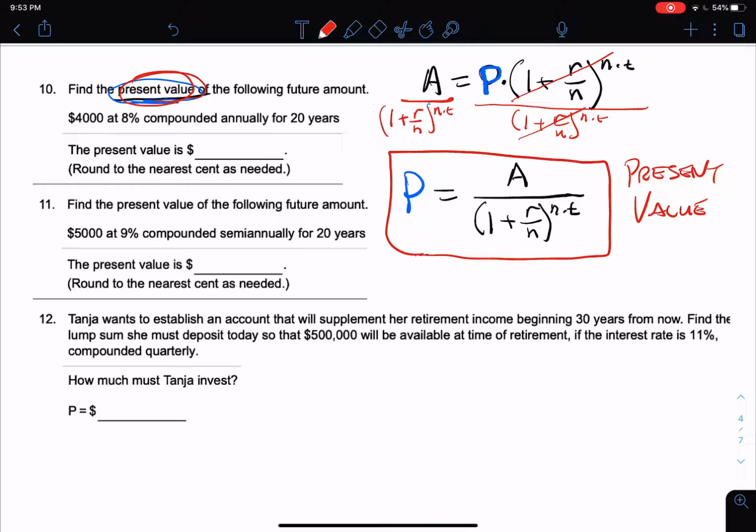What is this good for? It is good for planning ahead, meaning what kind of money do I need to start with in order to get to a certain goal? Okay, that's what they're asking on number 10. Let's do it.